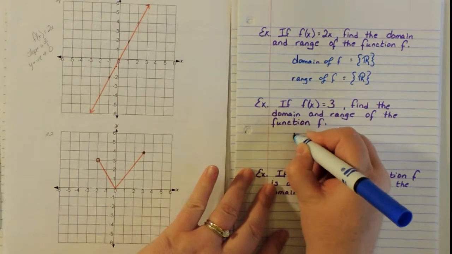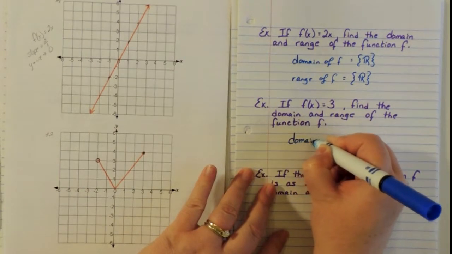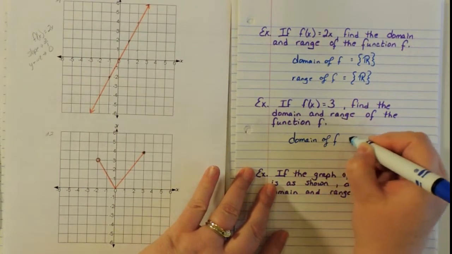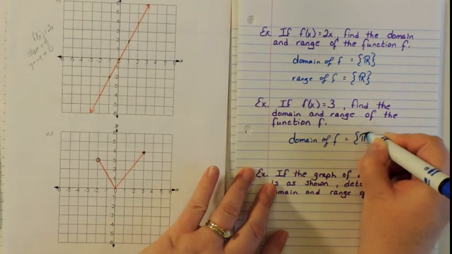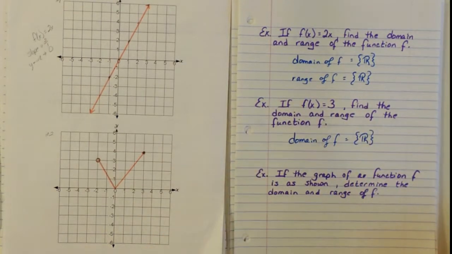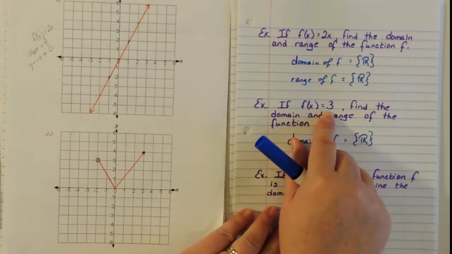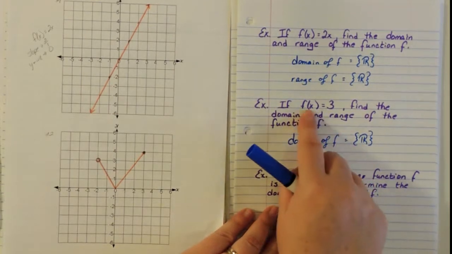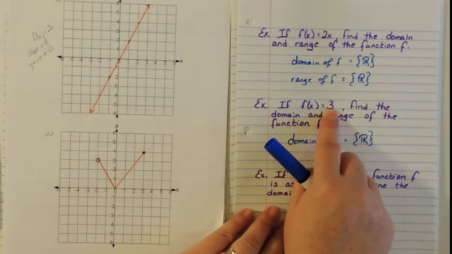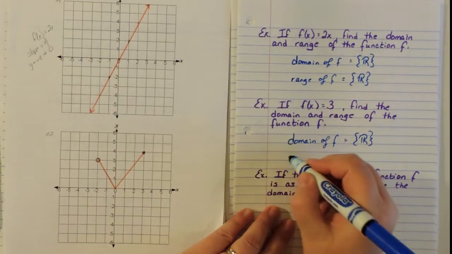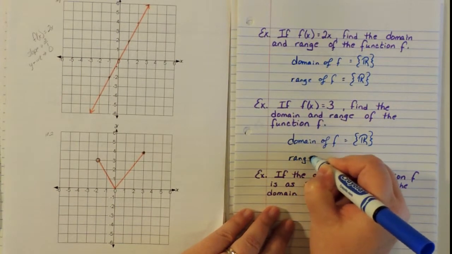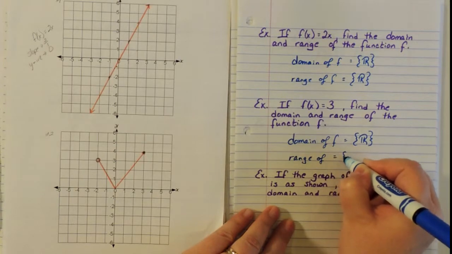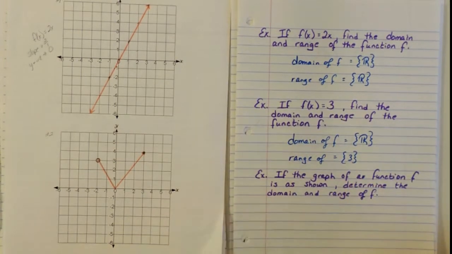Okay? So the domain of f equals, once again, the set of all real numbers. The range, the only answer we're going to get is 3. For any real number we put into here, the answer here is always going to be 3. So the range of f is, the only number in this set, is 3.